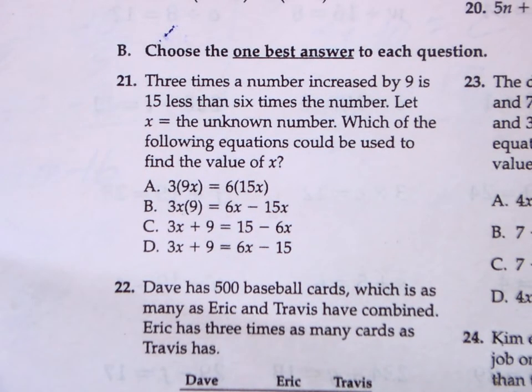Choose the one best answer. Okay. 3 times a number increased by 9 is 15 less than 6 times the number. Let x equals the unknown number. Which of the following equations could be used to find the value of x? Well, we don't have to find x. We just have to come up with an equation.